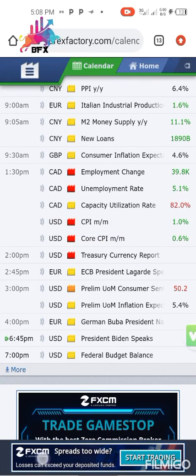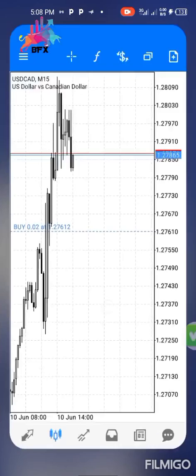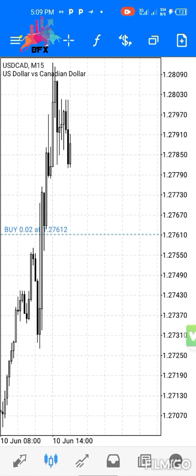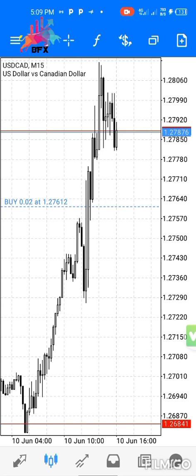Once you've gotten the news, you go back to your chart. Like I did something here. You go back to your chart. On getting back to your chart, you check. Like I made a practical illustration with a small account anyway. US dollar, Canadian dollar.